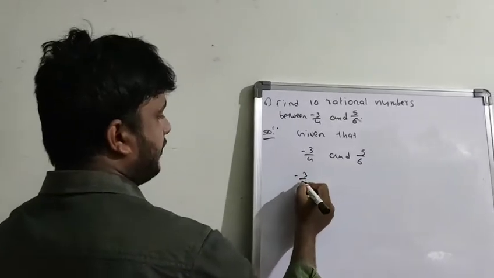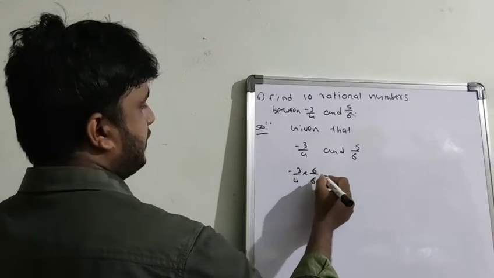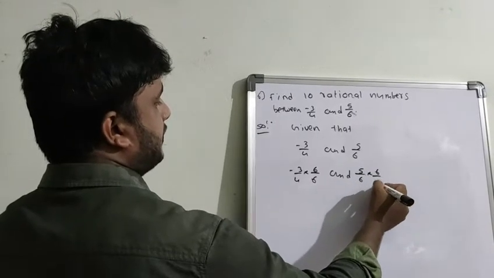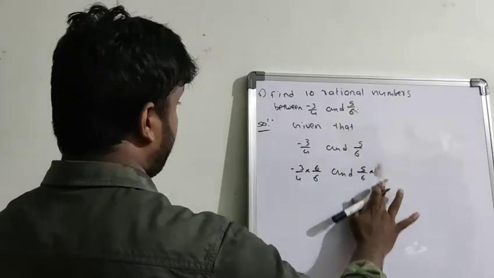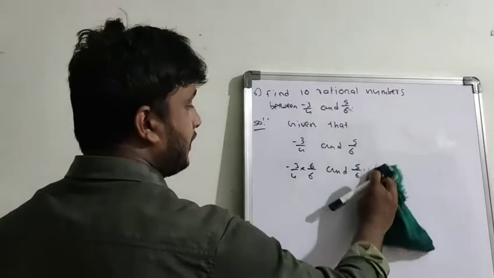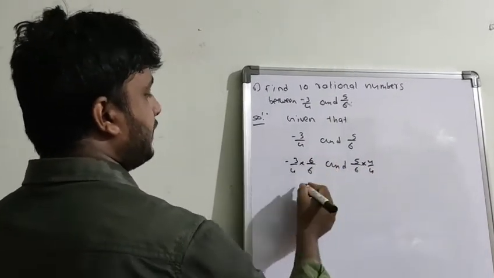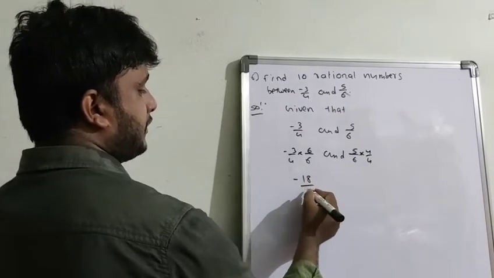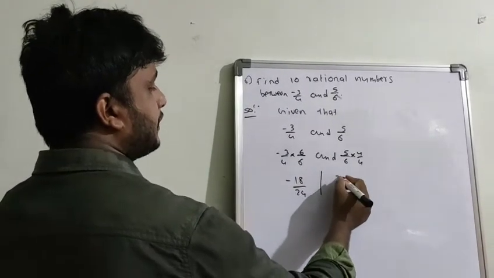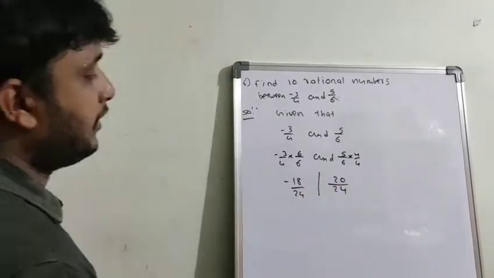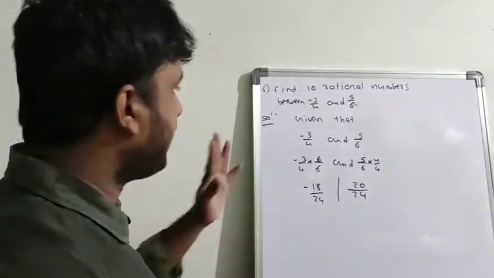For this, -3 by 4 into 6 by 6 and 5 by 6 into 4 by 4. Sorry, you have to multiply with the other denominator, right? So we have to multiply by 4 by 4. -3 6s are 18, 4 6s are 24, and 5 4s are 20, 6 4s are 24. Between -18 and 20, how many numbers? So many numbers are there. So we have to write 10 rational numbers.